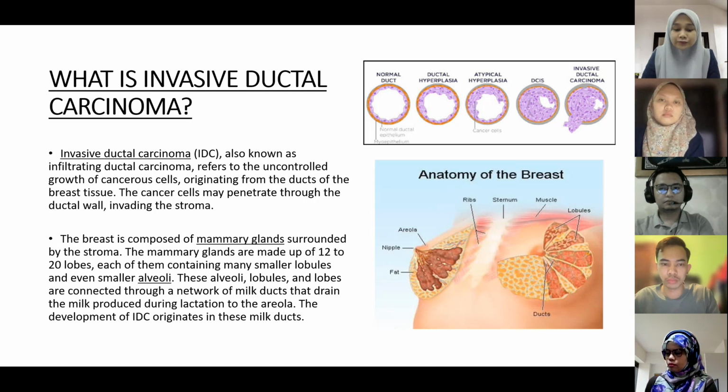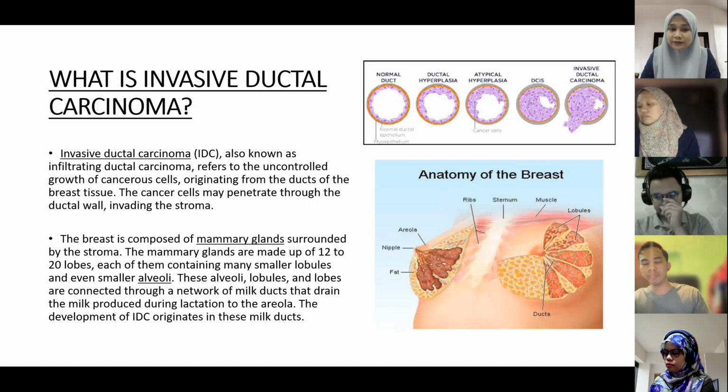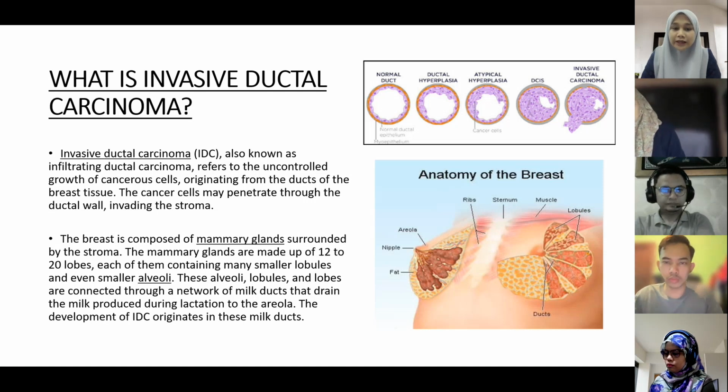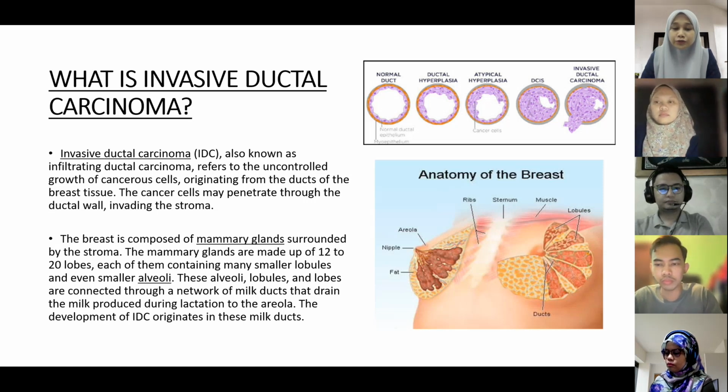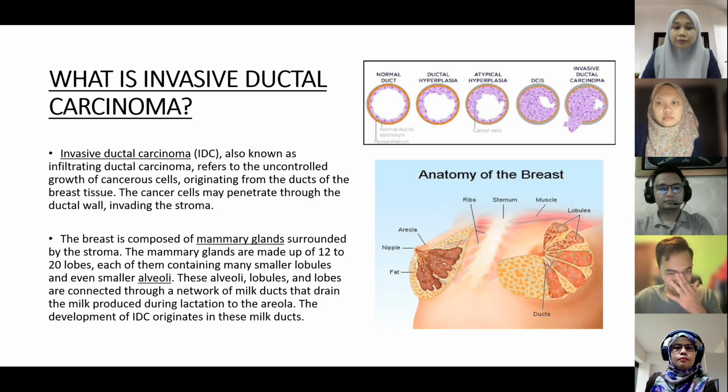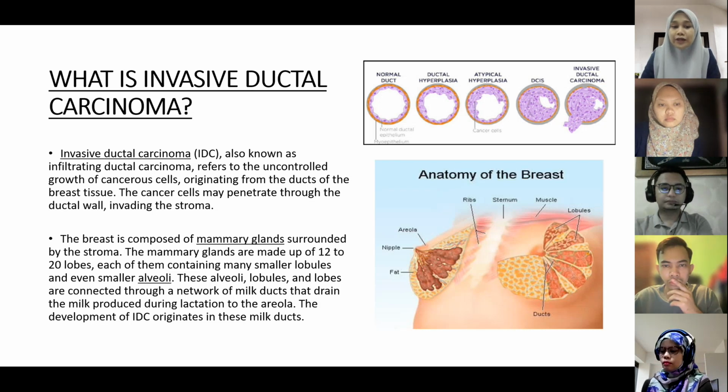Okay, let me explain a little bit about the anatomy of the breast. The breast is composed of mammary glands surrounded by the stroma. The mammary glands are made up of 12 to 20 lobes, each of them containing many smaller lobules and even smaller alveoli. The alveolar lobules and lobes are connected through a network of milk ducts that drain the milk produced during lactation to the areola. The development of IDC originates in this milk duct.